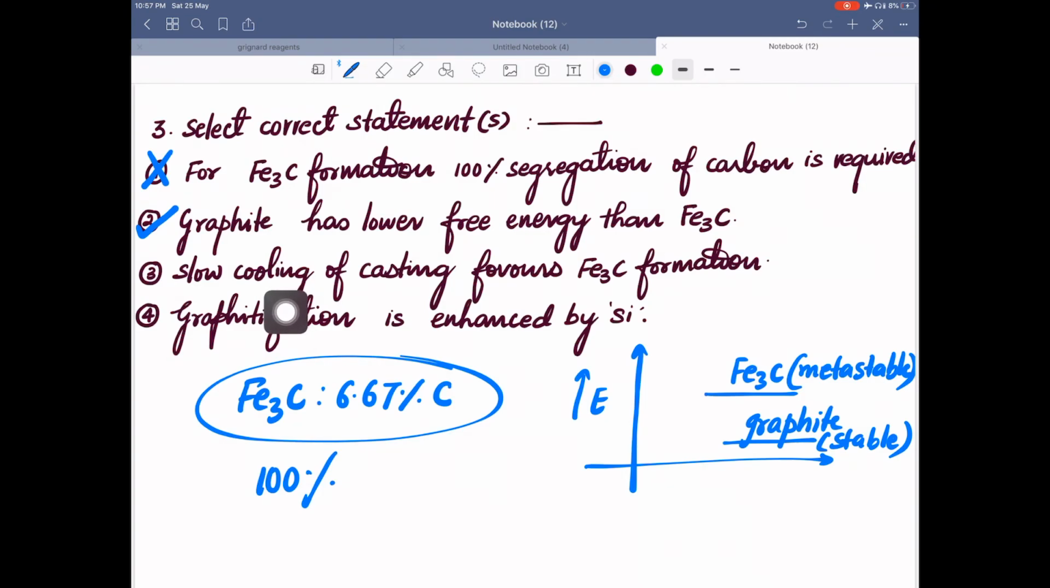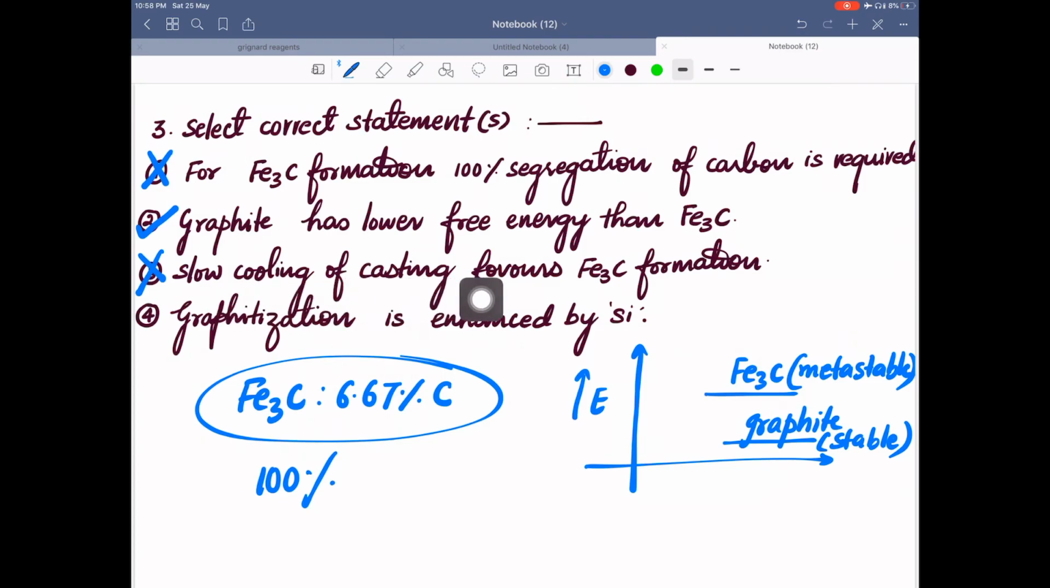And that's the reason the segregation of the carbon will be more, and in that case cementite formation will not take place, because if the carbon is getting more time, it can segregate 100%, and here graphite can form, or graphitization can take place, and that is wrong.